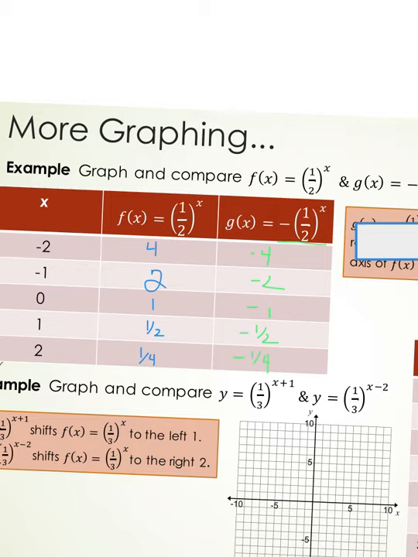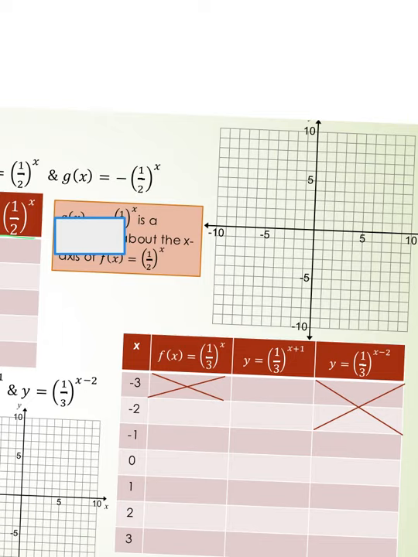And now we're ready to graph. I'm going to start off with graphing f of x. So again, for f of x, we have -2, 4. We have -1, 2. We have 0, 1. We have 1, 1/2. And 2, 1/4.